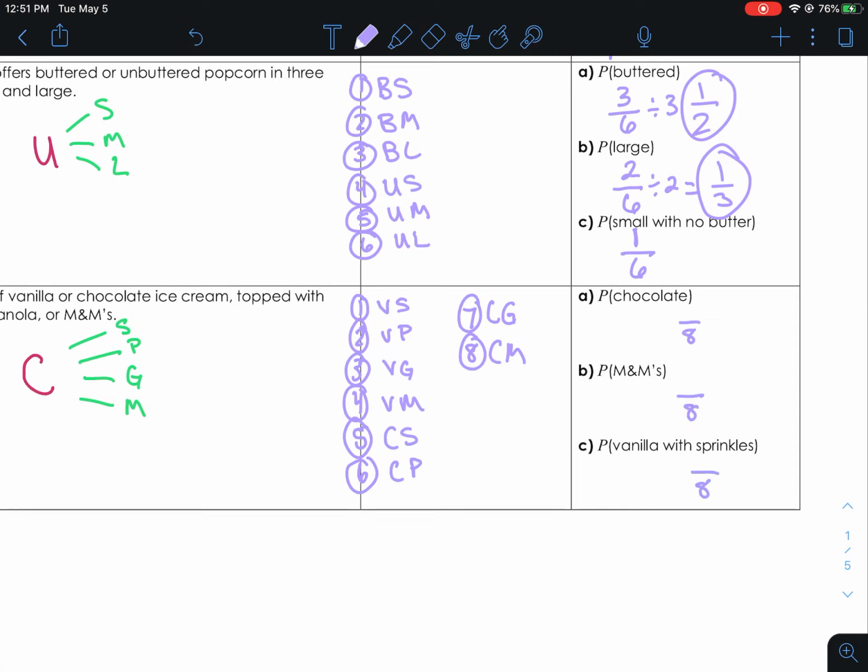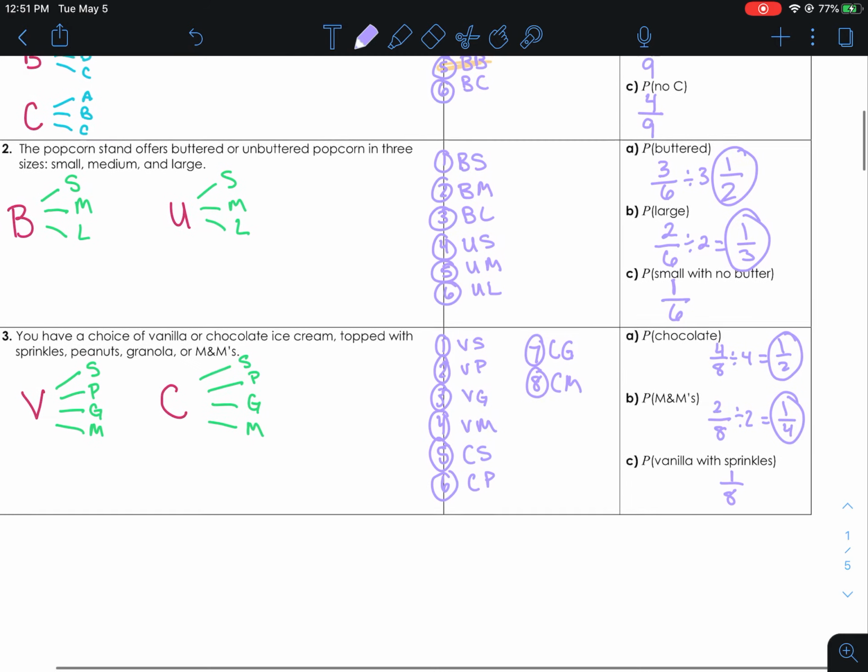Alright, so if I'm looking at this, choices of chocolate, I have 4 of them. It doesn't matter the topping, so that is half of my choices. With M&Ms, I only have 2, answer choice number 4 and number 8. So when I divide by 2, I get 1/4 of my choices with M&Ms. And vanilla and sprinkles, that is only answer choice number 1. So the answer is 1/8.